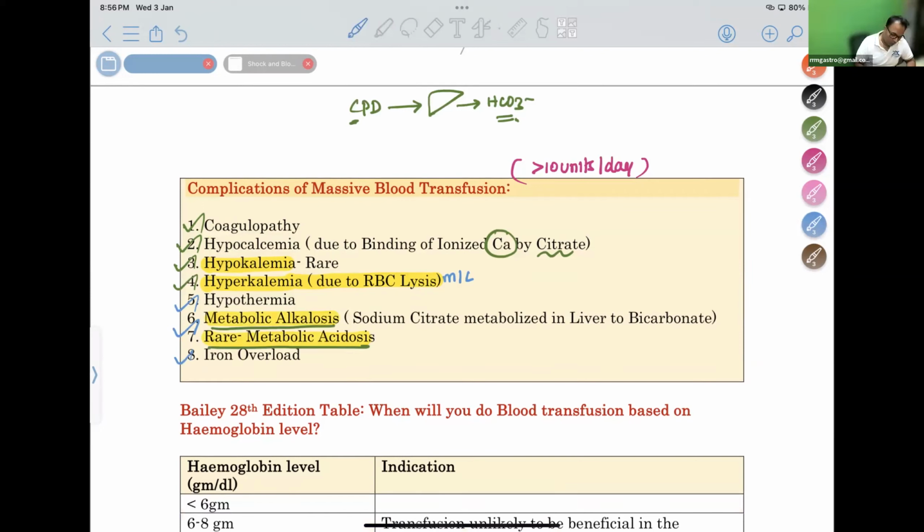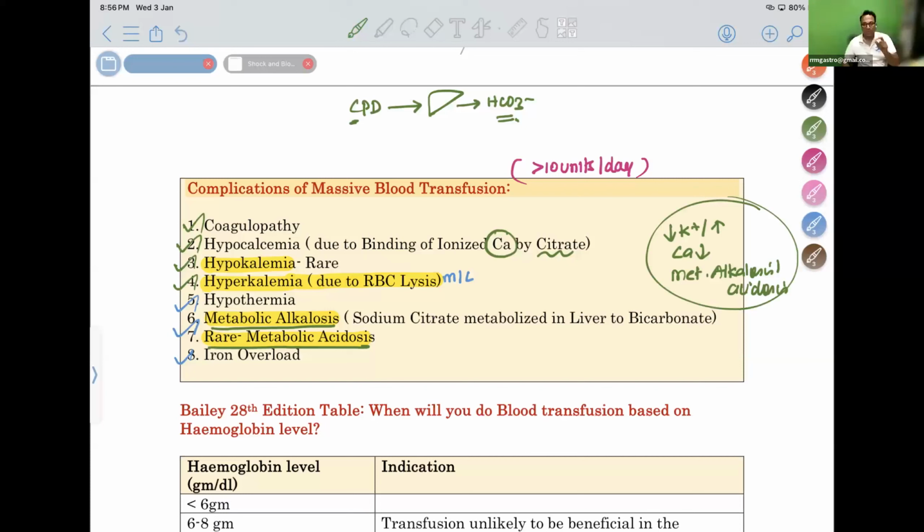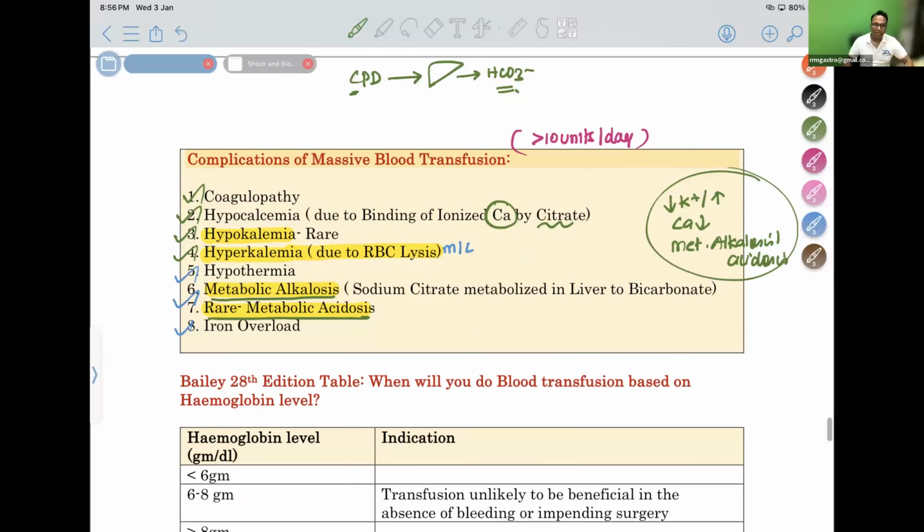So what are all the electrolyte imbalances seen on massive blood transfusion? Potassium decreased as well as increased, calcium decreased, metabolic alkalosis or acidosis. So both can happen. So all these are various complications. Usually in MCQ, they will give you hypercalcemia. That is not seen. Hypocalcemia, hypokalemia, hyperkalemia, metabolic acidosis, metabolic alkalosis is seen.